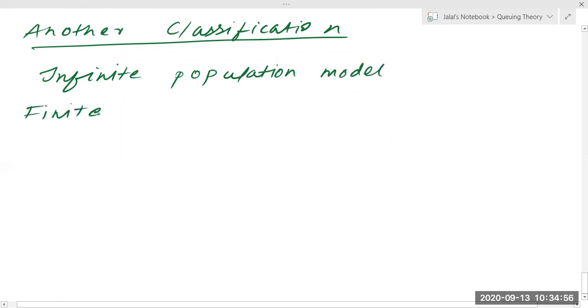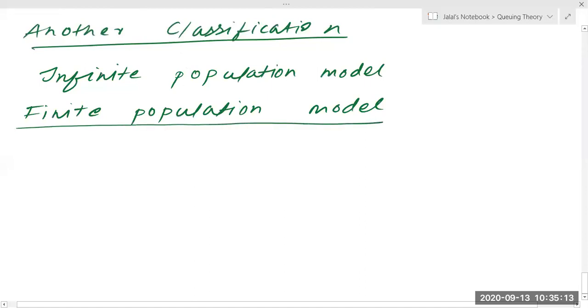Finite population model. Now I'll explain what we mean by population model. I've explained what we mean by queue length. Now, if I want to explain the infinite population model, before that I'll try to explain what a finite population model is, and you will automatically understand the infinite population model. This is different from the queue length.